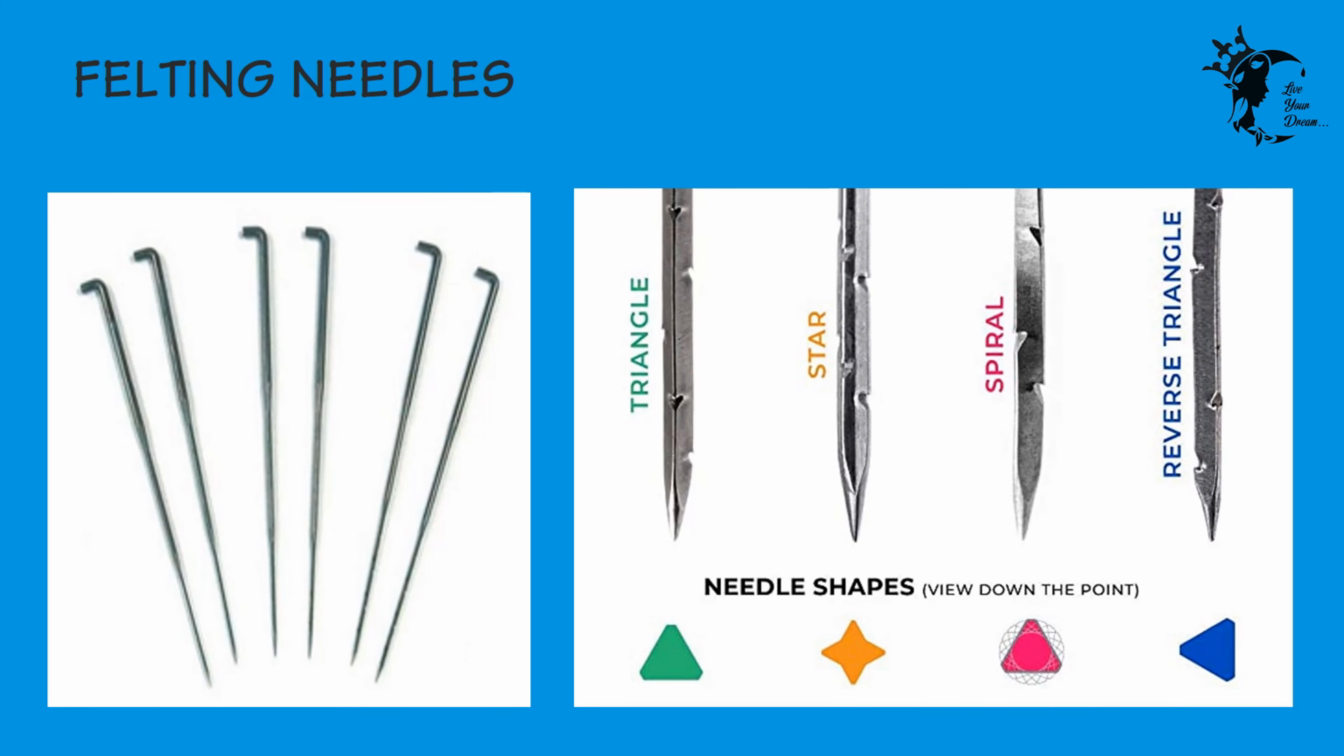Felting needles are L-shaped sharp needles meant for repeatedly jabbing on felt wool. They come with different types of points like triangle, star, spiral, reverse triangle, etc., suitable for various felts.